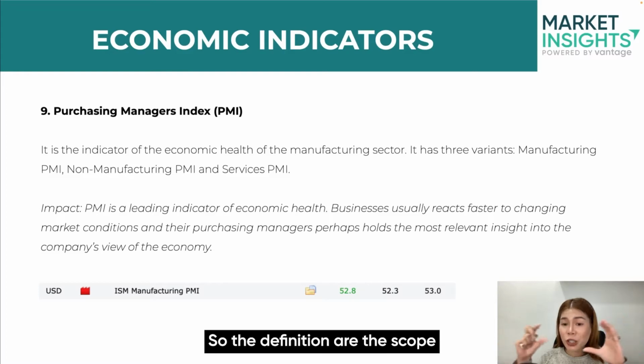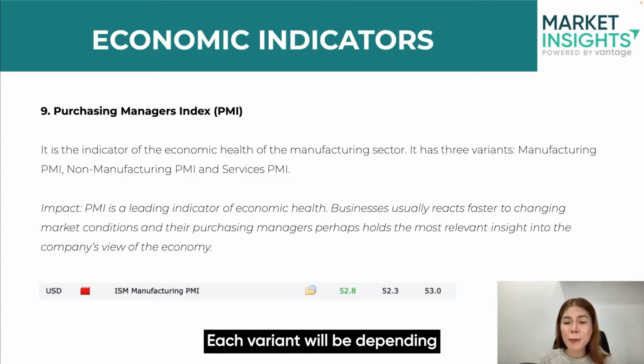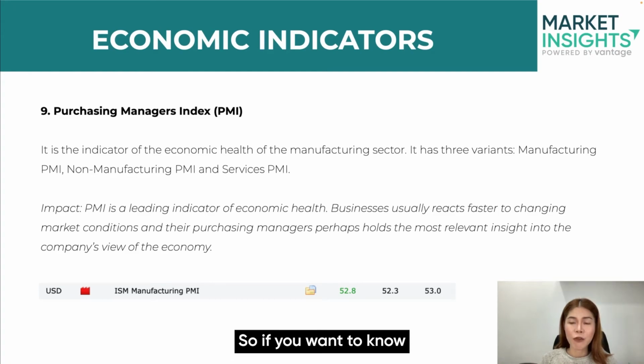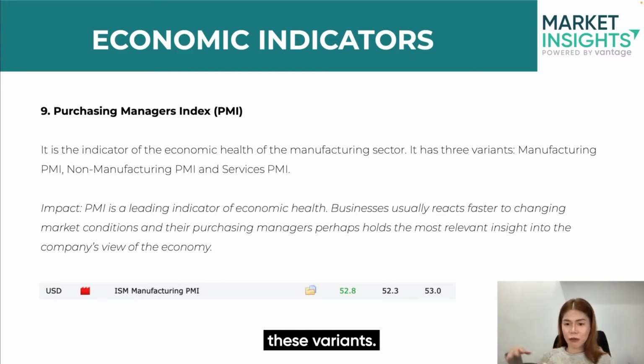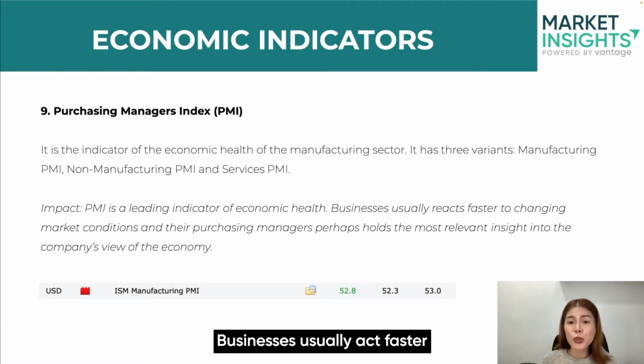So the definition or the scope included in each category or each variant will depend on the central bank or the government of that country. So if you want to know more about that, you should be researching that specific country. How do they categorize these variants over here? So impact. PMI is a leading indicator of economic health. Businesses usually react faster to changing market conditions, and their purchasing managers, or PMs, perhaps hold the most relevant insight into the company's view of the economy.